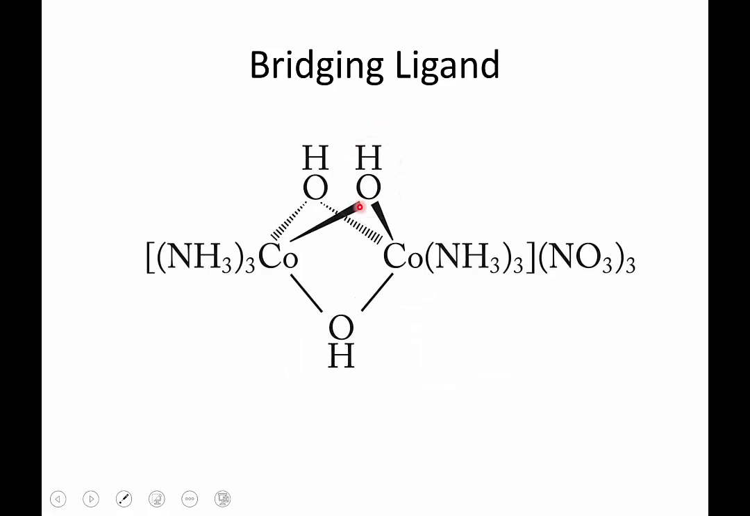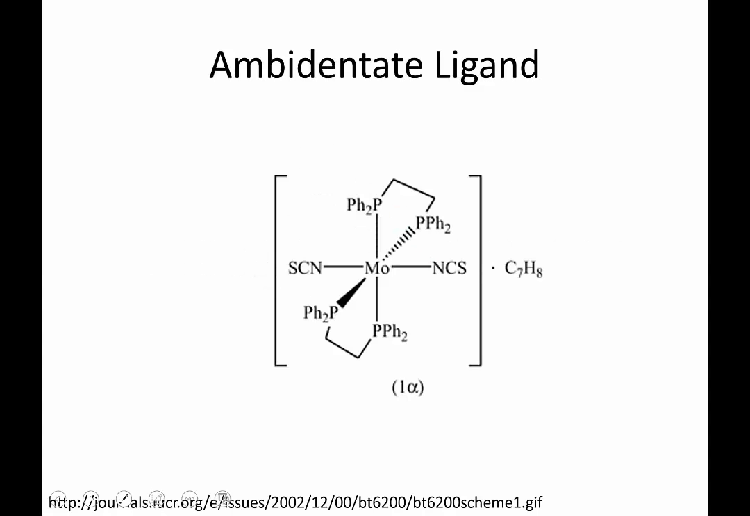This is another example of a bridging ligand. Hydroxide has three lone pairs. It can donate one to one cobalt and one to another. You can also have ambidentate ligands. Here's an example where thiocyanato is donated with the nitrogen on this side, but it also could have been donated with the sulfur. Okay, so that's just a brief introduction to coordination compounds, and we'll continue more with our discussion in class.